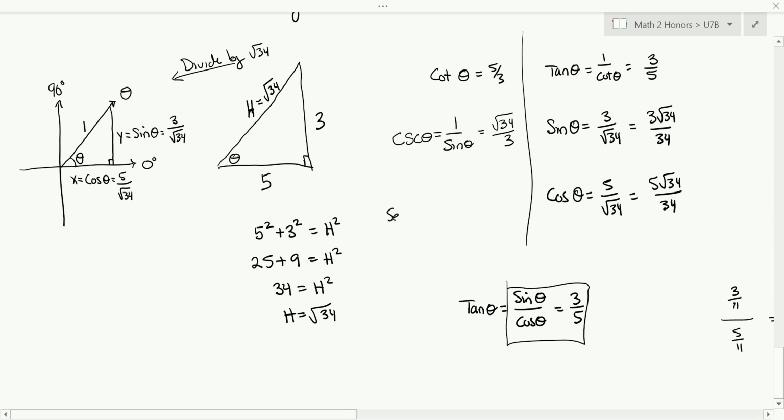And then the secant of theta is 1 over cosine theta, which is what? Root 34 over 5. And we did it. Woo!